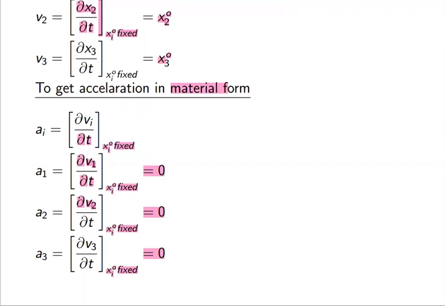So A1 is 0, A2 is 0, and A3 is 0. These are the components of acceleration in the material form. Hence, the solution of the problem.